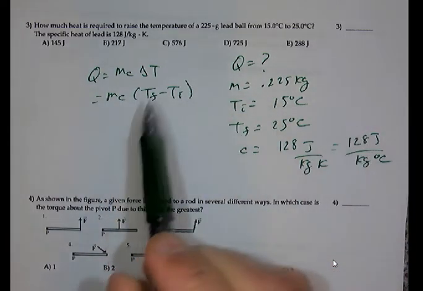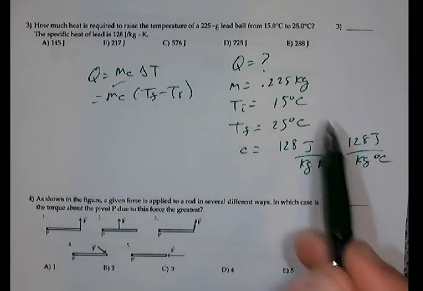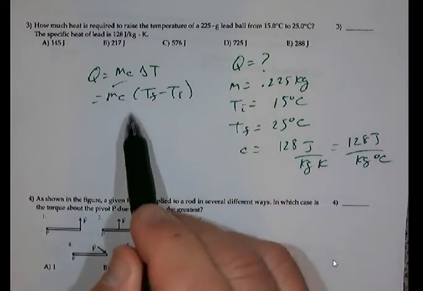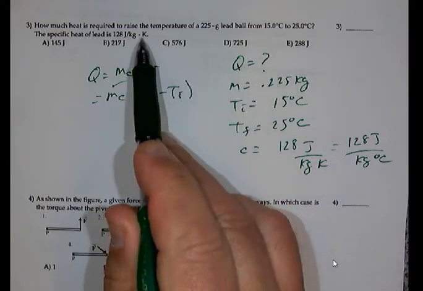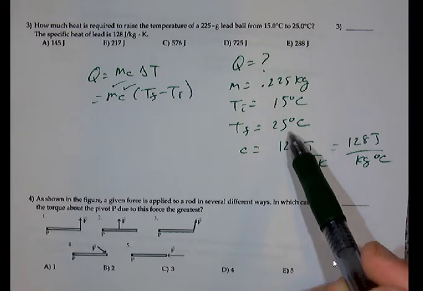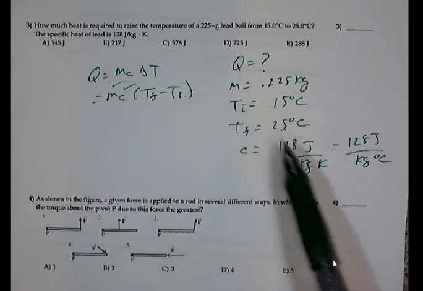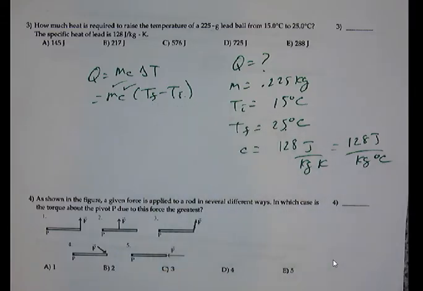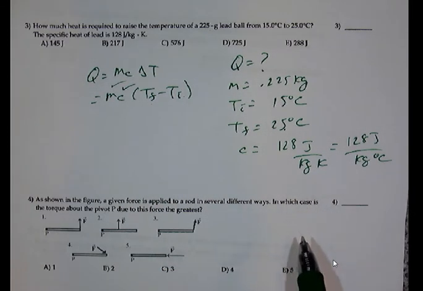We're given the mass, actually. Just make sure you put it into the appropriate units. Given in grams, we need kilograms. C, the specific heat, is also given here, so we know that. And then we know the final temperature, 25. The initial temperature would be 15, so the change in temperature is 10 degrees Celsius. Good, so you can solve for it that way.